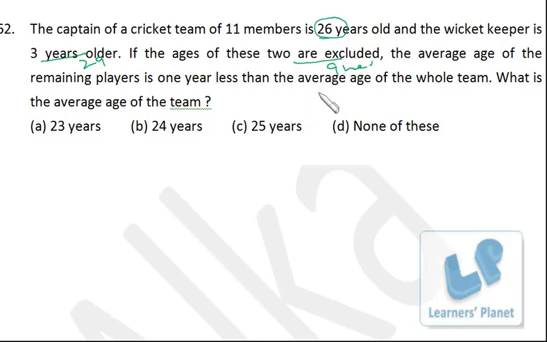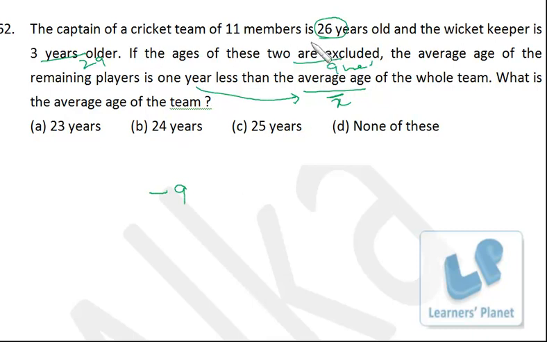Now I assume the average age of the whole team is x bar. Now again we see the deviation. These 9 people, and deviation is 1 year, right? Because it is 1 year less, so deviation is negative. So negative 1, and the total deviation will be 9 into negative 1, that's minus 9, right?